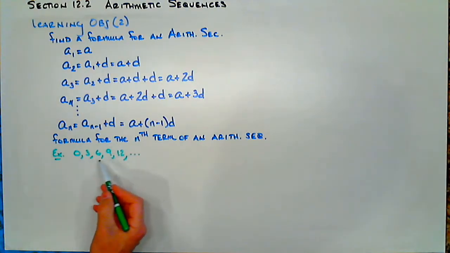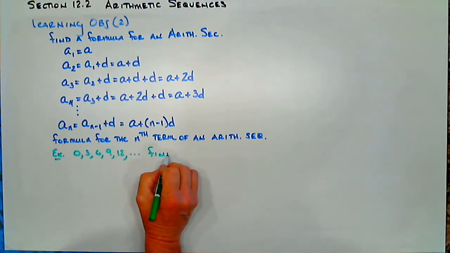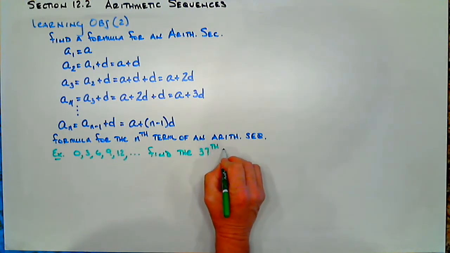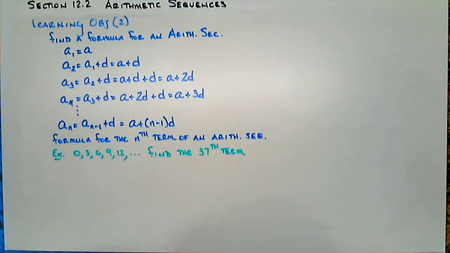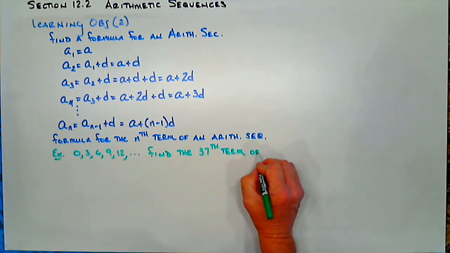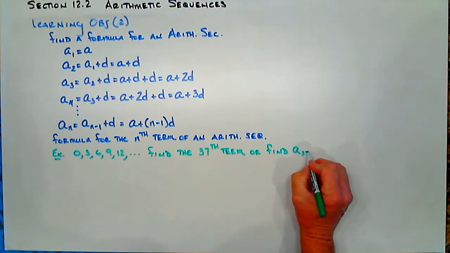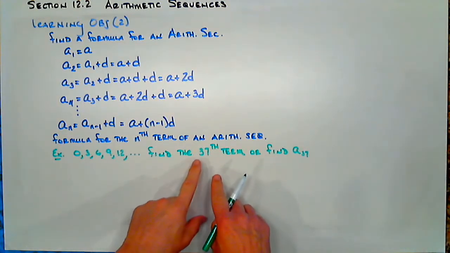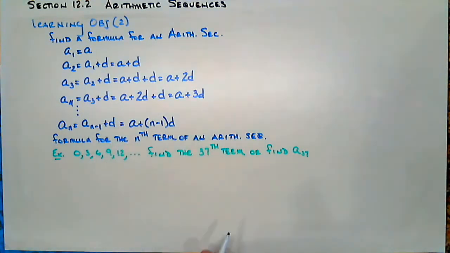They might give us a sequence such as this one, and they'd say, find the 37th term. Now, they could use words, right? They could say, find the 37th term, or perhaps they might say, find a sub 37. Either way, it's our responsibility to realize they don't expect us to write out this 37 terms. They don't want that. On the test, that's not what we're looking for. We're looking for you to use this formula right here.